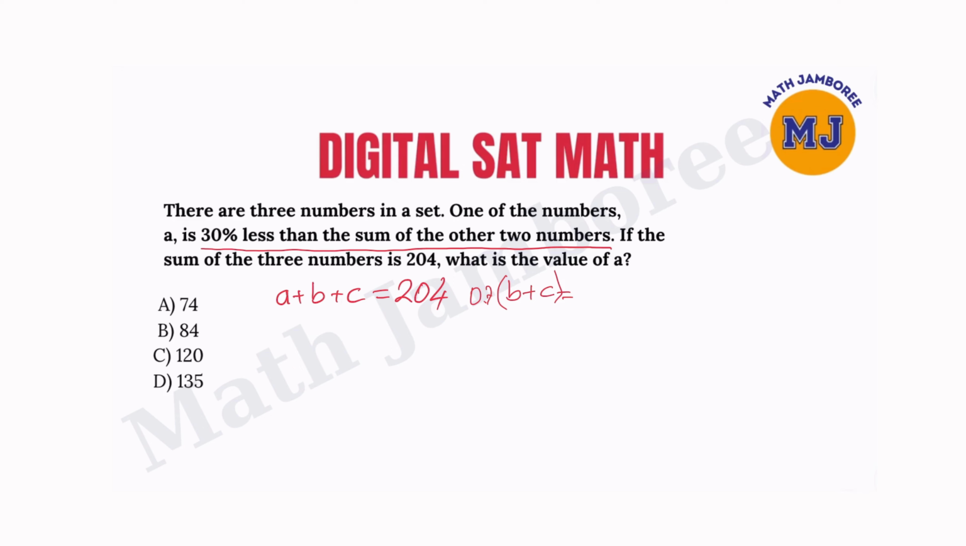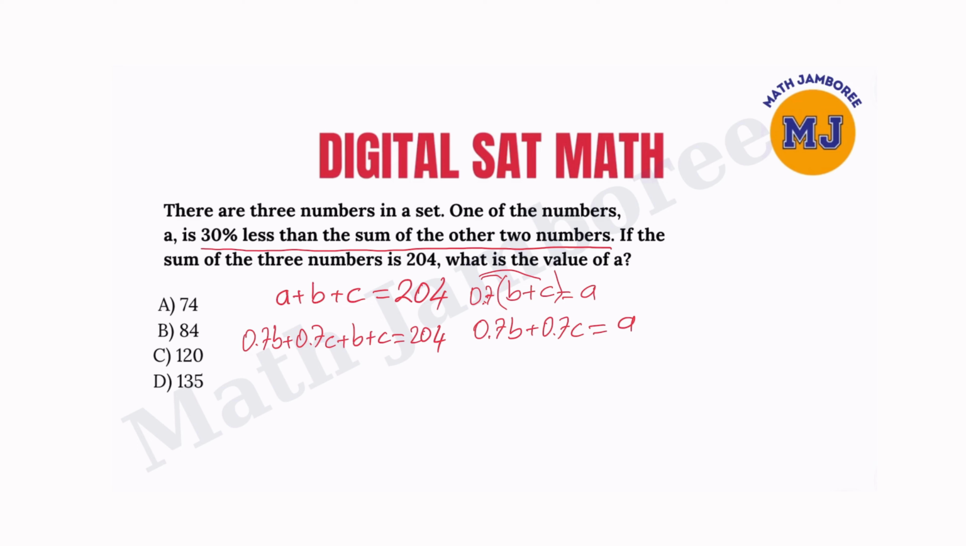So I'm just going to rewrite it in here. This is going to be equal to this. So based on this, if you distribute this into the parentheses, this is going to become 0.7B plus 0.7C equals A. So instead of A in the first equation, we can go ahead and write 0.7B plus 0.7C, plus also B and C coming from the original equation. This is equal to 204.